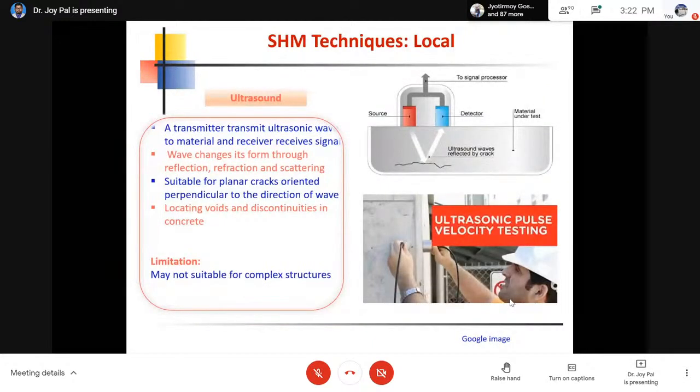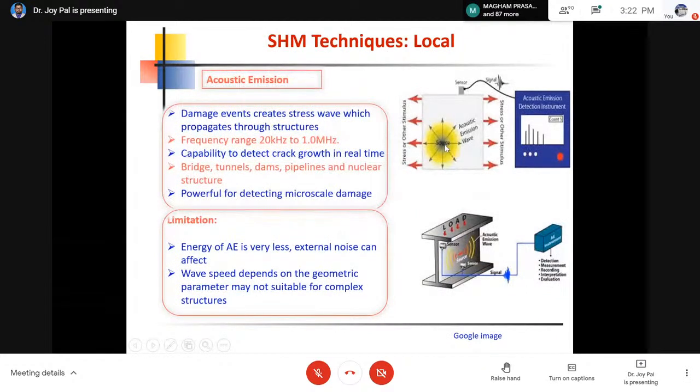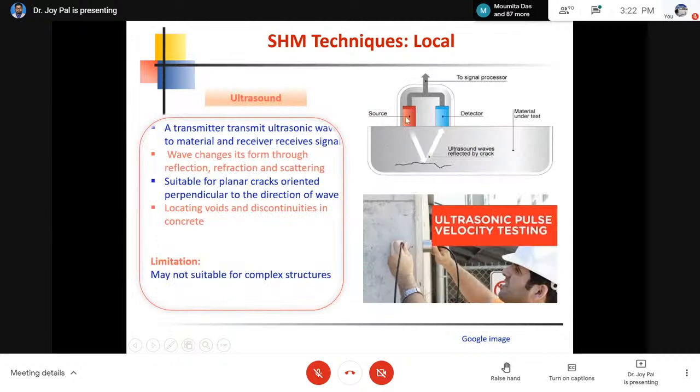Now coming to the next part, that is ultrasound. Here two probes are there, which you know very well, I think. One is the source. In the earlier case, the waves were generated because of a sudden release of energy. But here you are giving some kind of excitation to the structure, that means you give the load to the structure. Another probe, or transducer, will collect the response of the structure. If there is any crack, then it will reflect and come here. In this way, you identify whether damage is there or not.